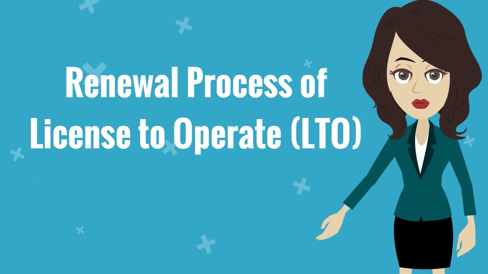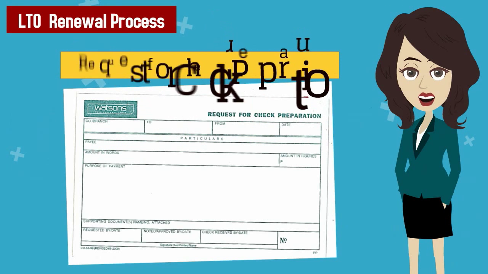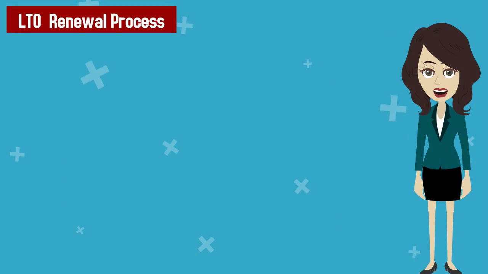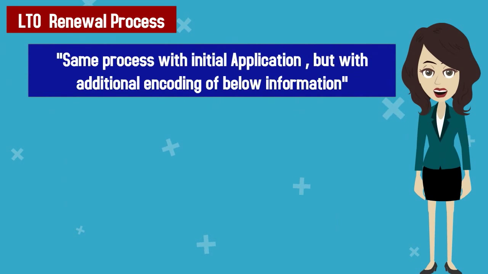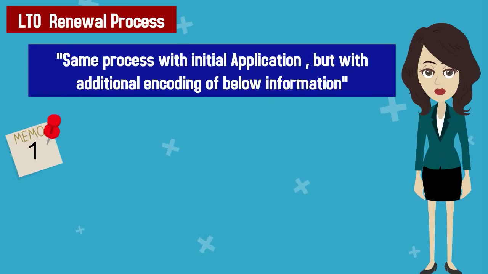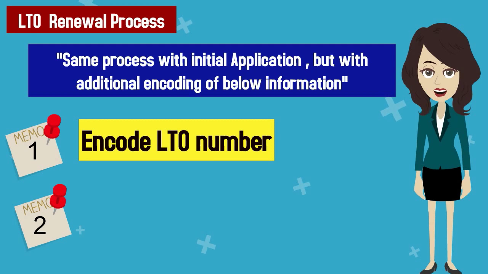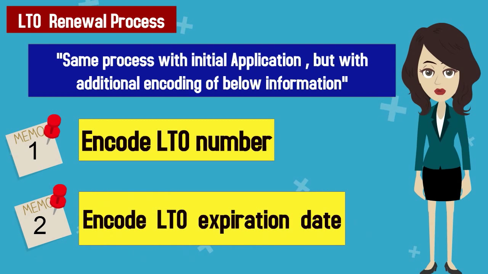Now it's time to learn how to process the LTO renewal. The following are the documentary requirements needed to renew the license to operate, or LTO. First, we must prepare a request for check preparation 2 months prior to the schedule of renewal. For LTO renewal, the same process is applicable as for the initial application. The only difference is you are required to encode the LTO number and its expiration date.